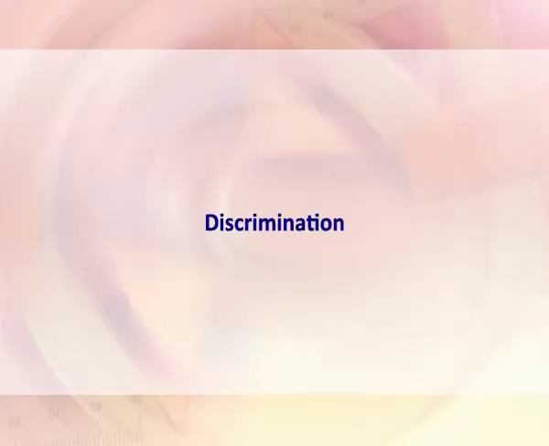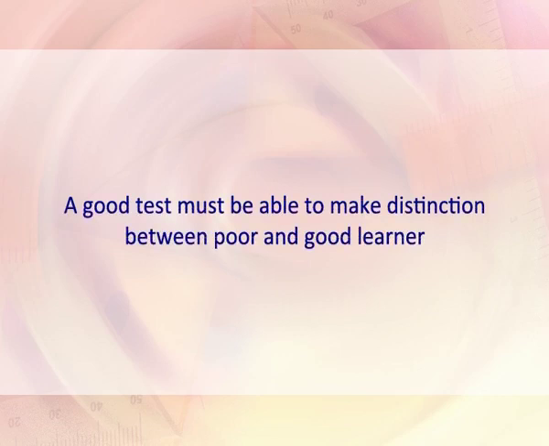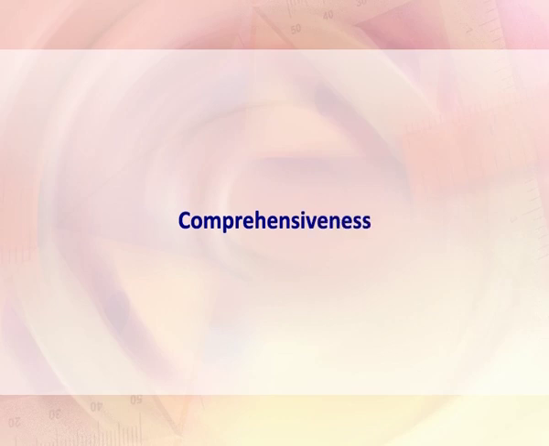Number fourth is discrimination. A good test must be able to make distinction between poor and good learners. It must show the slight difference between learner attainment and achievement that will make it possible to distinguish between poor and good learners. Number fifth is comprehensiveness. Test items that cover much of the content of the course, that is the subject matter, are said to be comprehensive and hence capable of fulfilling purpose.